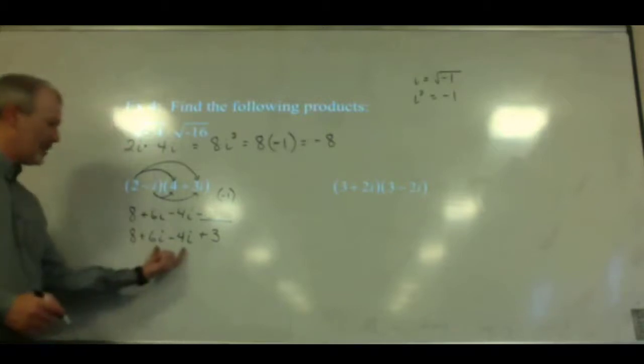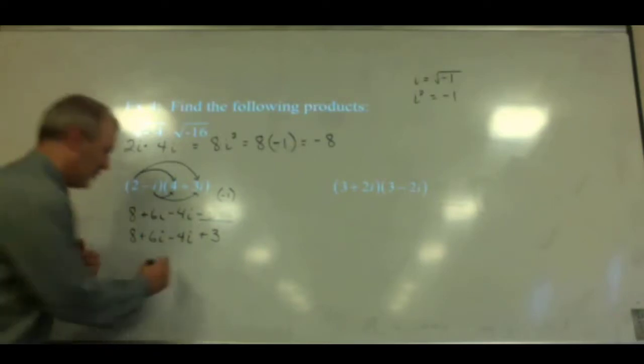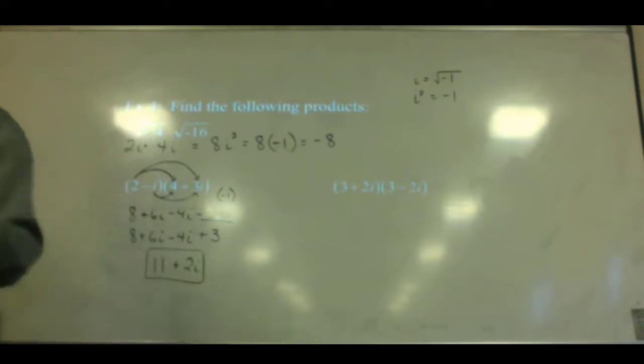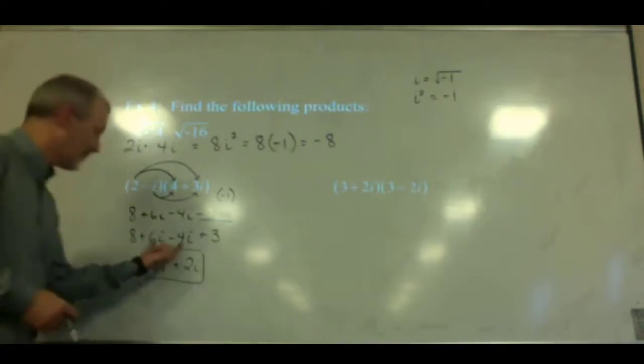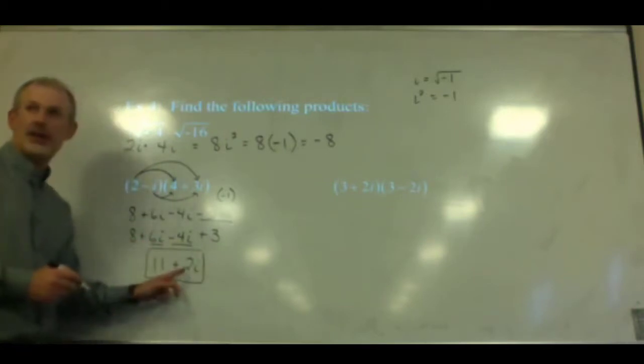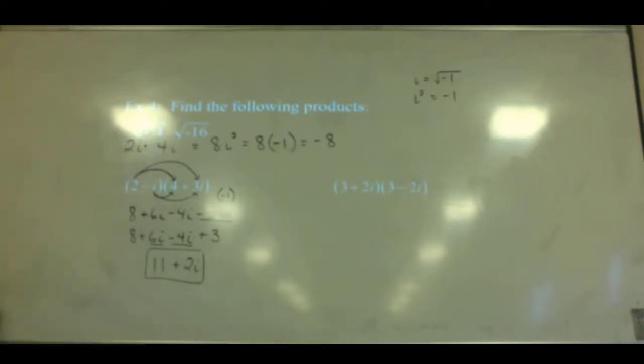And then imaginaries, what happens when we combine those? 2i, so plus 2i. And once you get there, again, you can't combine the 11 with the 2i, so you're done. Real part first, imaginary part second. Can you do anything with the 4 and the 6? With these two? Yes, we added them together. So 6i minus 4i, that's how we got the 2i. Does that make sense? We're adding, but one of them is negative, so it looks like subtraction.